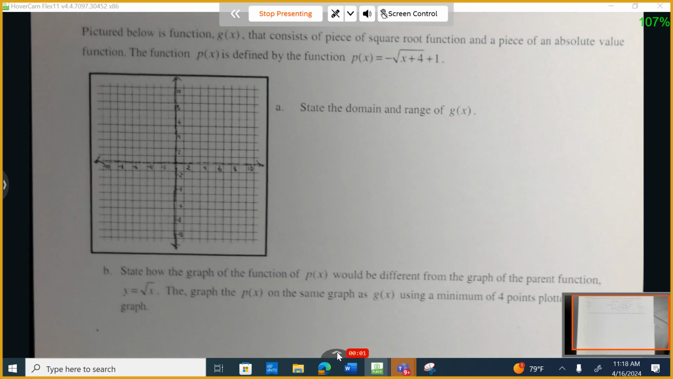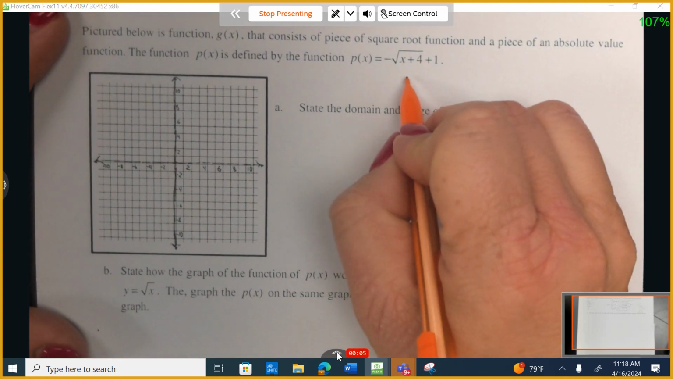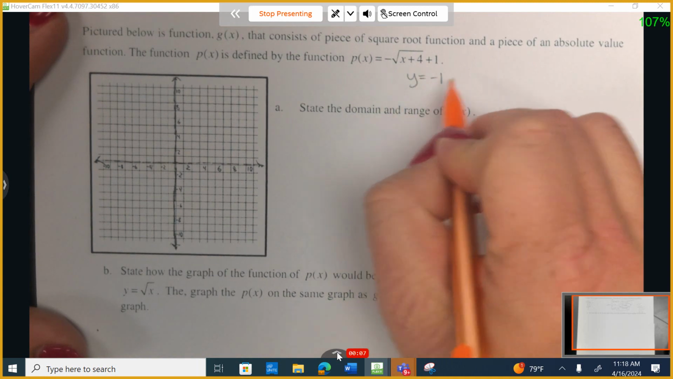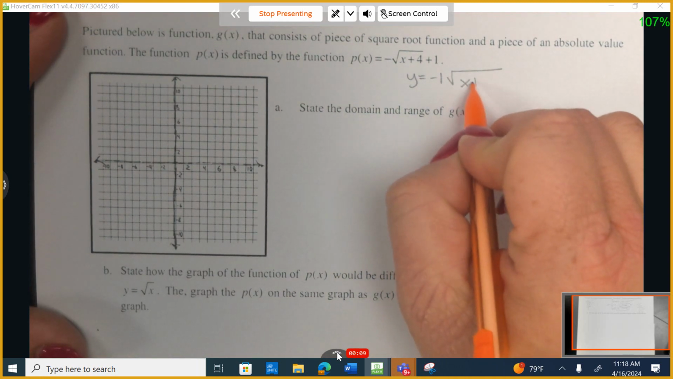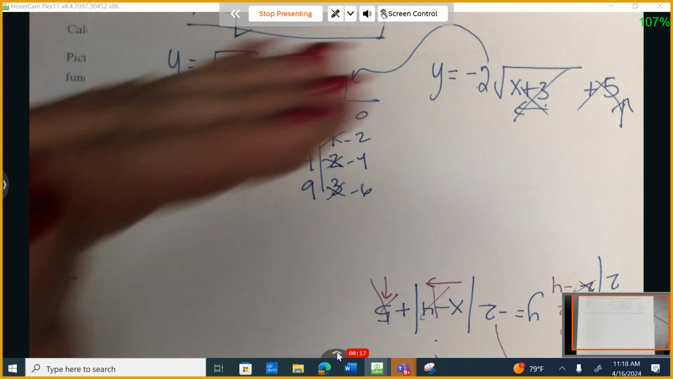We're going to first focus on simply graphing p of x. I would like you to rewrite this as y equals -1 times the square root of x plus 4, plus 1. This is a square root function, so I'm going to grab my square roots. Remember that square roots create this shape.